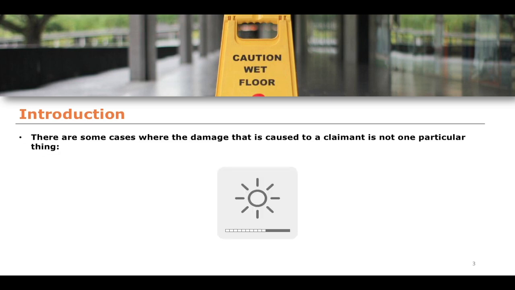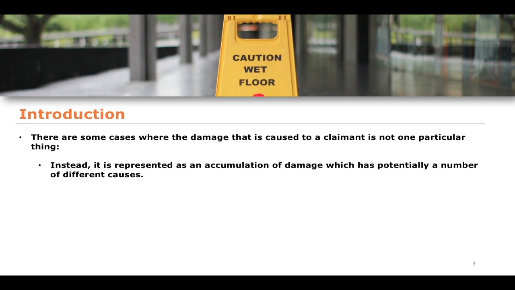So, there are some cases where damage caused to the claimant is not one particular thing. We've been focusing on quite simple causation issues, where an event happens, and but for that event happening, there wouldn't have been damage done to the claimant. Therefore, the damage was caused by this event, and the person who breached their duty of care in allowing the event to take place is liable in negligence, for example. Instead, however, it is represented as an accumulation of damage, which has potentially a number of different causes.